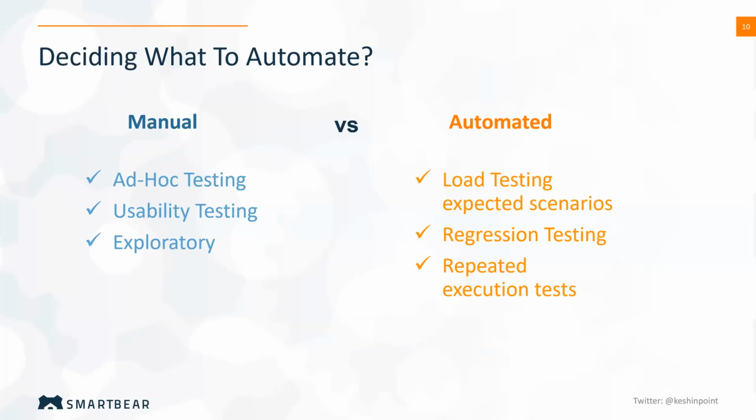So the next question that we have to answer here is deciding what to automate. We can't automate everything, like I mentioned before. For certain things, we're just going to need to have a human element involved. Some of these things include ad hoc testing, usability testing, and exploratory testing. These are all things that you can do manually. It's pretty hard to automate some of those things, so those are things that you can definitely keep as a manual process.